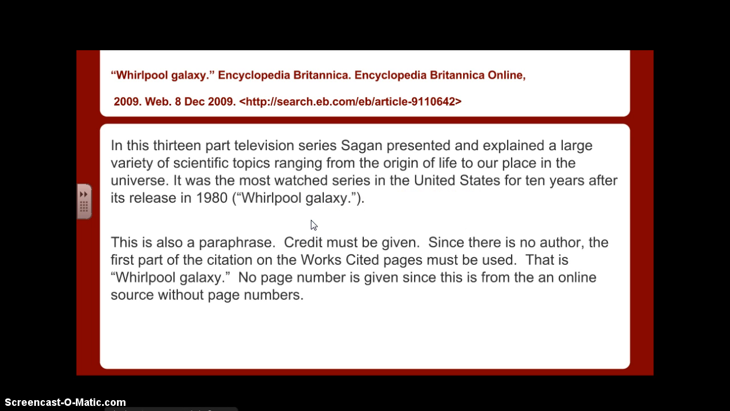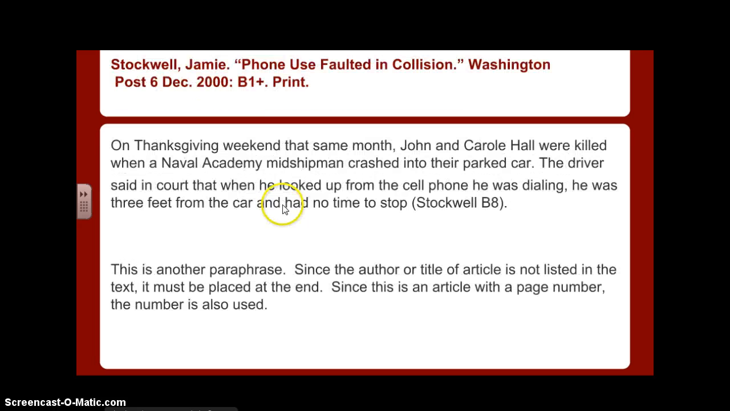Okay? So, if you have an author's last name, like here, then you'll use it. But let's say we didn't have that author's name. It started with this, phone use faulted in collision. If we didn't have this, we'd have to use this. So we wouldn't have Stockwell. We would have to start with this title and we would end at the first noun. Okay, you want to guess what the first noun is in this title?